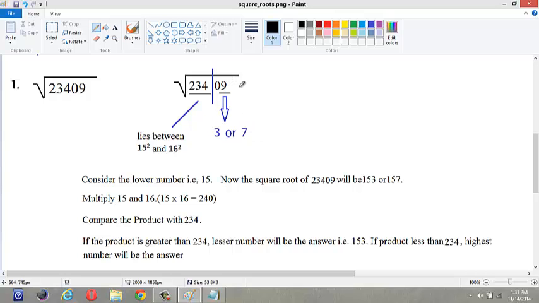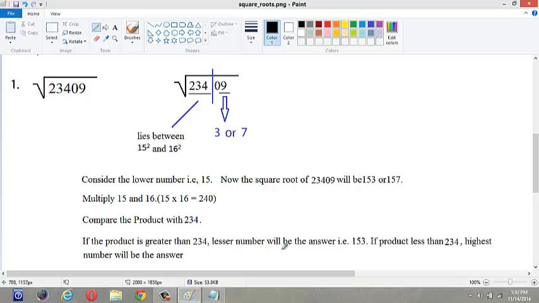Now this is over. Next, go to the other part, 234. Consider this number and find out where it lies. That is, this 234 lies between 15 square and 16 square. 15 square is 225 and 16 square is 256. But we have to always consider the lower number. Here the lower number is 15. So now the square root of 23409 will be 153 or 157.